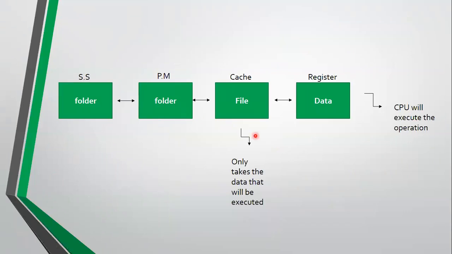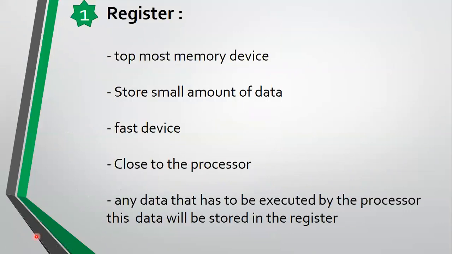Next, let's look into this example. If we want to fetch some data found in the secondary storage, we'll pass the folder to the primary memory and the cache will take the specific file and send the data needed to the register for the CPU to execute the operation. Now let's talk about the register.